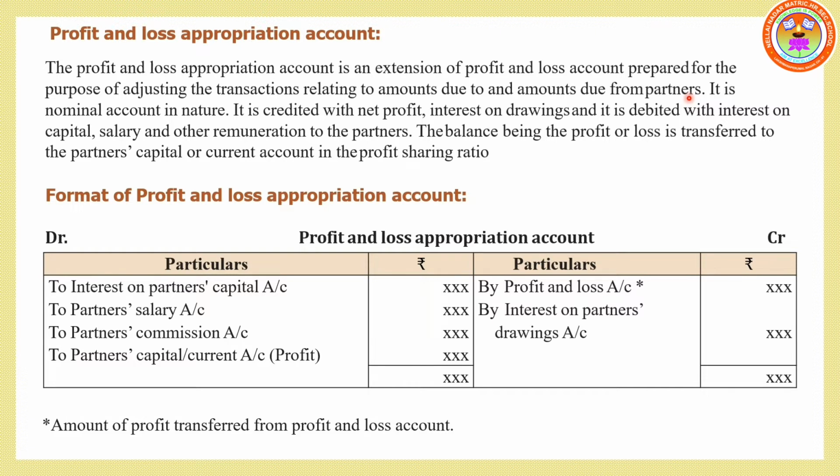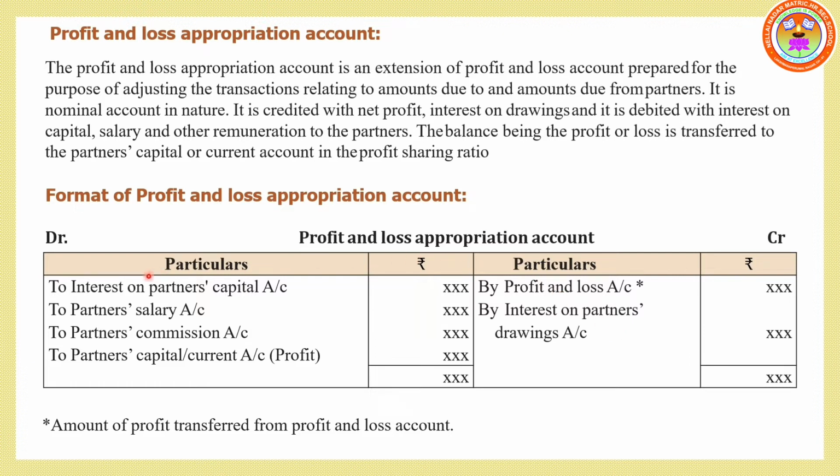If there is any amount due from partners or due to partners, both will be entered under the P&L appropriation account. It is credited with net profit and interest on drawings. Only these two items will appear on the credit side of the P&L appropriation account. So this is a formula, learn the formula by heart. Credit side, only these two items. The first one is profit and loss, that means net profit will be entered on the credit side, and then interest on drawings of partners.